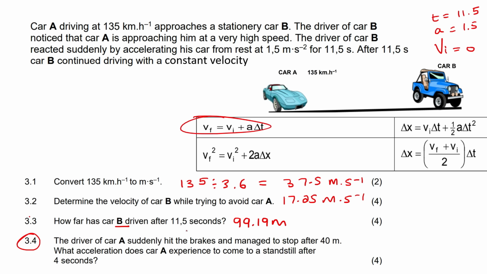So what do they want us to calculate? What acceleration? Okay, so they want us to calculate A. Now this is for car A. So we know that car A initially, in the beginning, was traveling at 37.5. You might say the 135, but we must always do it in meters per second. And then we know that it comes to a stop, because it says here, and manages to stop. And we know that the time to do that is 4 seconds.